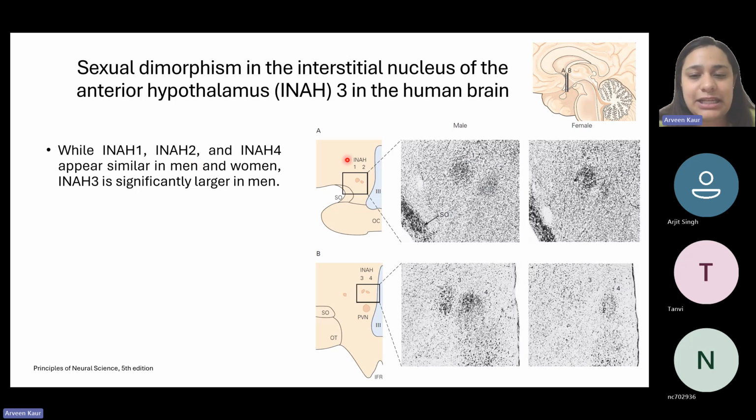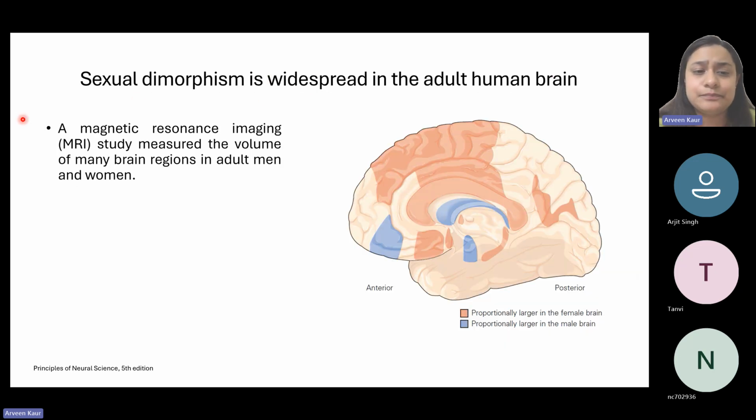So you can see INAH 1, 2, 3, and 4, right? So 1, 2, and 4 you can see in male and also in female. INAH 3 is only present in male and almost absent in female. INAH 4 again is present in both, right? So you can see that INAH 3 is significantly larger in men, right?